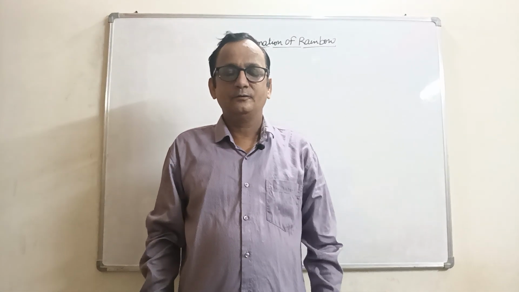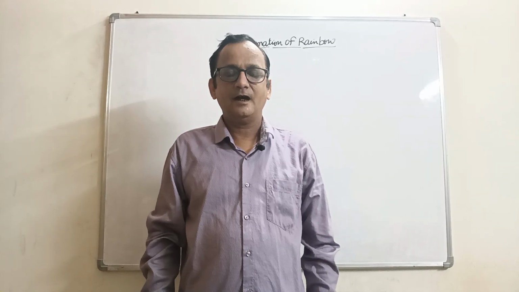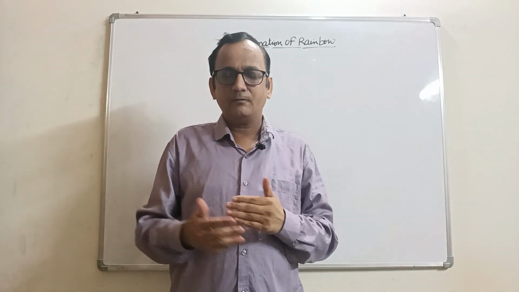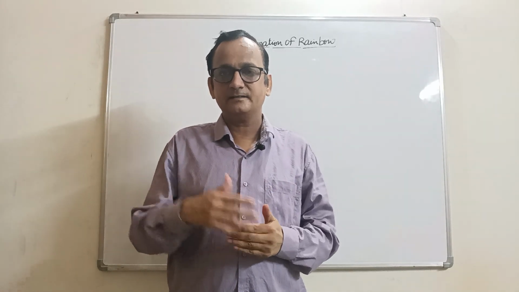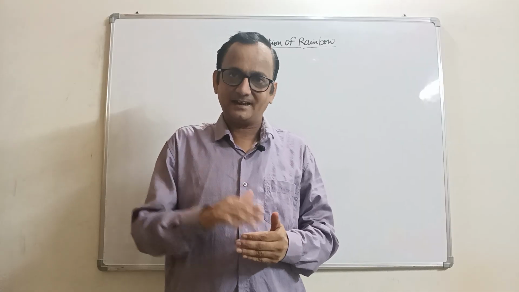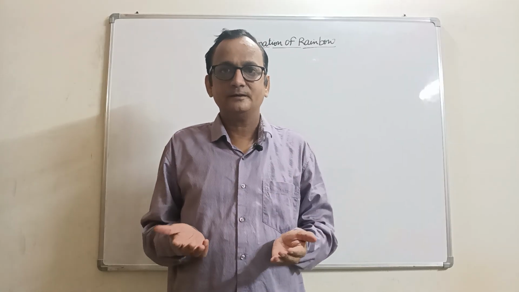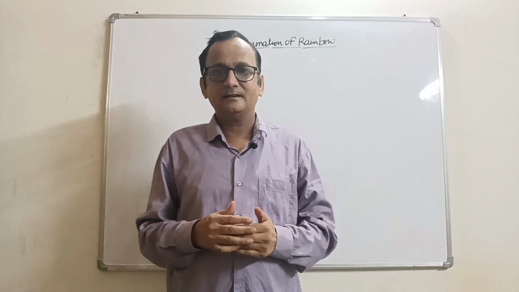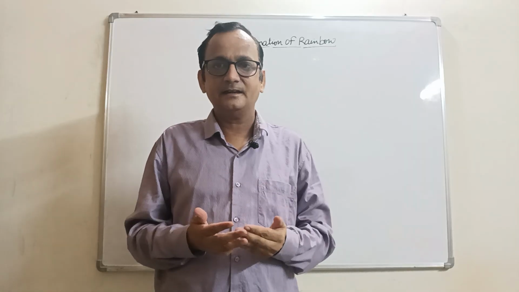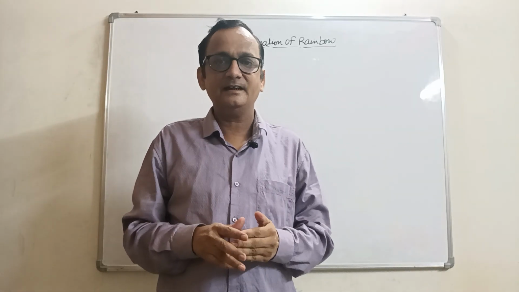Hello students, today we are going to discuss the formation of the rainbow. For the formation of a rainbow, two things are very essential. One is that there should be rainy season, and the second is the presence of the sun. We often see the pattern of a rainbow in the sky in the rainy season.